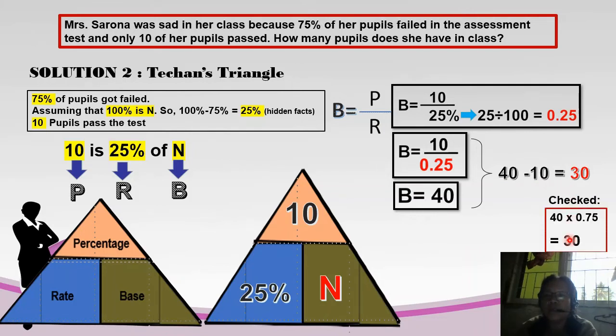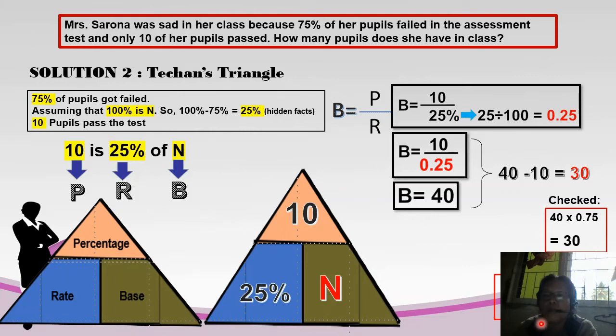What is this 30? Now let's check. Based on the given facts, we have 40 pupils times 0.75. Where do we get 0.75? From the problem. The problem says 75% of pupils failed the test. So this 0.75 is taken from this 75%. So let's check whether our answer is correct. 40 times 0.75, the answer is 30.